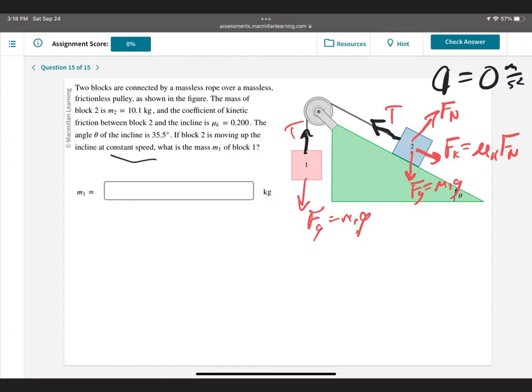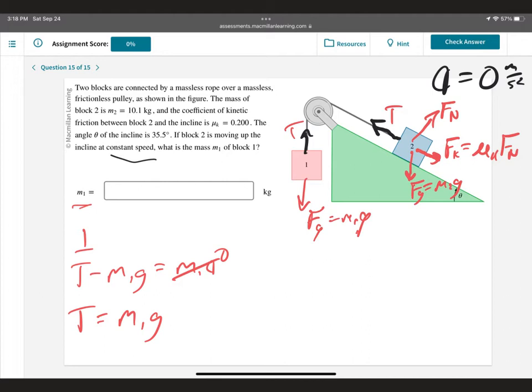So we know for box number 1, we have the tension going up minus the force of gravity going down, m1 times g, equals m times a. But a is 0, right? So that leaves us with tension equals m1 times g. Since we're trying to find m1, once we find the tension, we just divide it by g, and we're going to find m1. Okay, great. But we have to get the tension. And we get the tension from block 2.